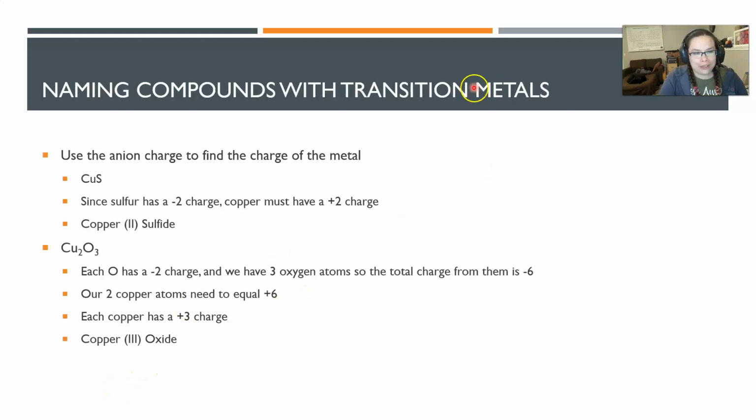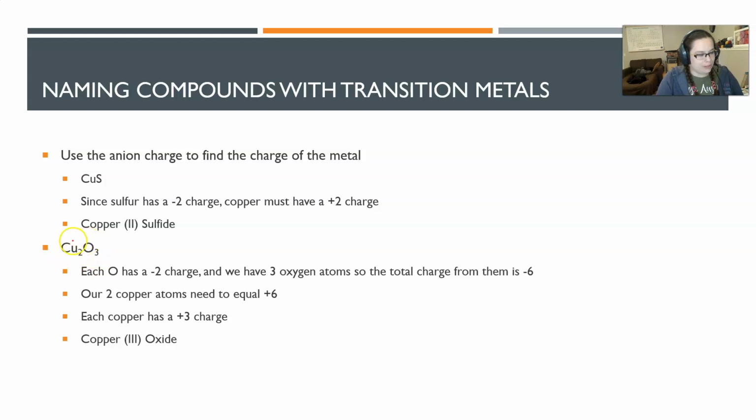The way you figure out the charge on a transition metal is you look at the anion it is bonded to, and you know the two of them have to make a neutral charge. So sulfur has a -2 charge, so copper's got to have a +2, so the overall molecule is neutral. That makes this compound copper 2 sulfide.